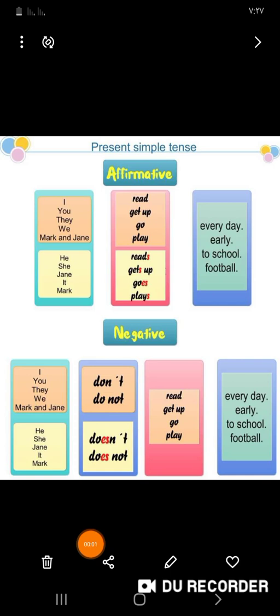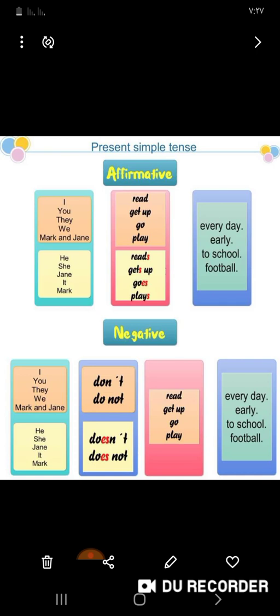So we use the present simple to express usual habits. Something you do every day, every week, every year. What is the form of the present simple tense? I use it with I, you, they, and we, and with plural nouns, I use the infinitive.